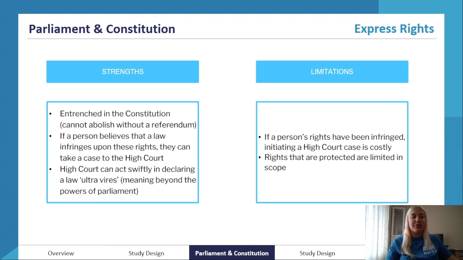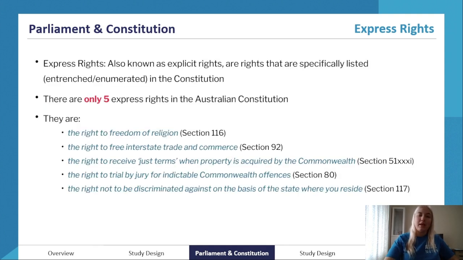So it's obviously a strength that they're entrenched in the Constitution and they cannot be abolished without a referendum. Additionally, if a person believes that a law has been imposed that infringes or breaches upon any of their express rights, they can initiate a case to the High Court. So, for instance, if a law was introduced that limits my right to freedom of religion, whatever the religion I practice is, then I can initiate a case against the Commonwealth via the High Court to try to get that law declared invalid.